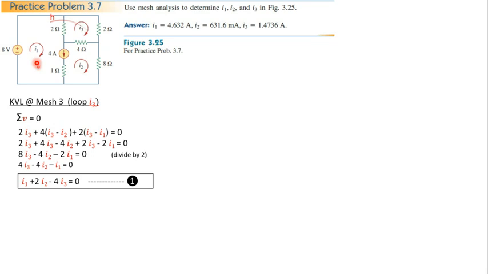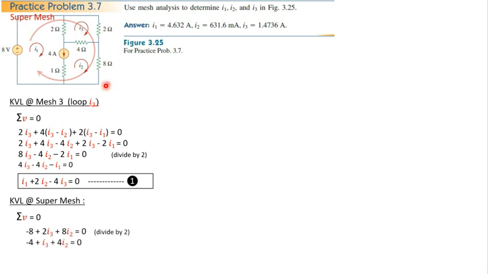Now, to get the other equations, we can just do the super mesh right here. How do we start with the super mesh? We assume this is just one huge loop. This is what you do with the super mesh. Since this huge loop is entering the negative end of the 8 volts, it'll be negative 8 here, plus 2I3 plus 8I2. After that, we rearrange the equation, simplify it, and this will be our second equation.